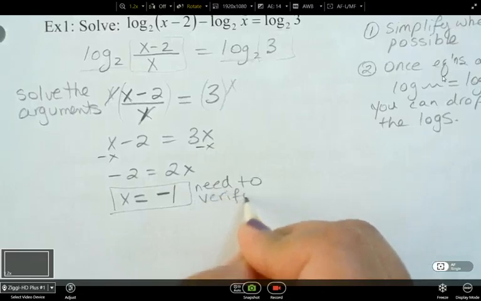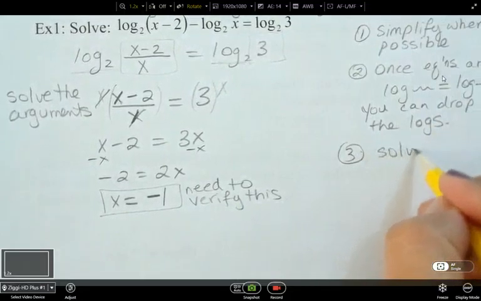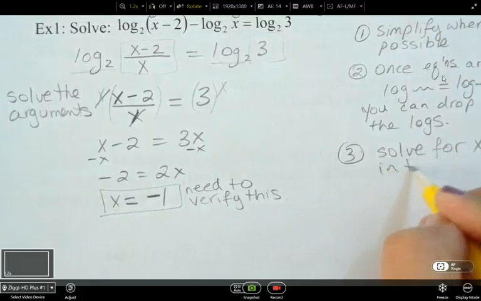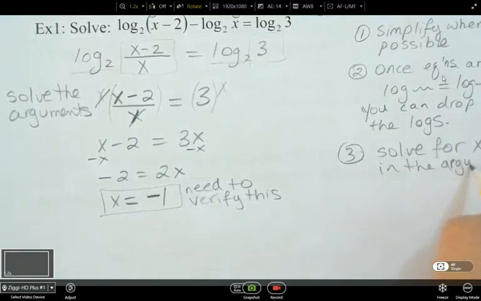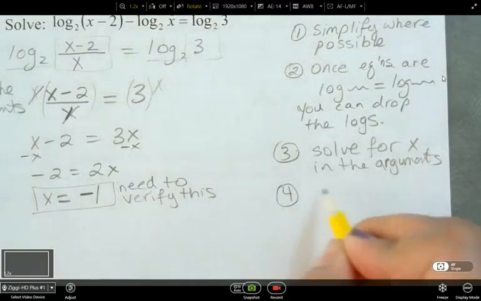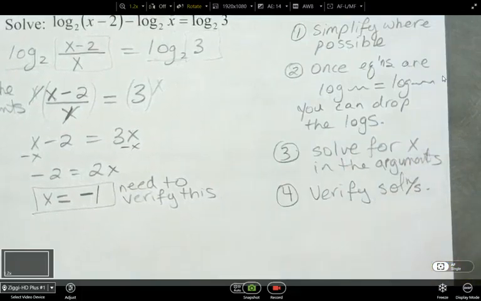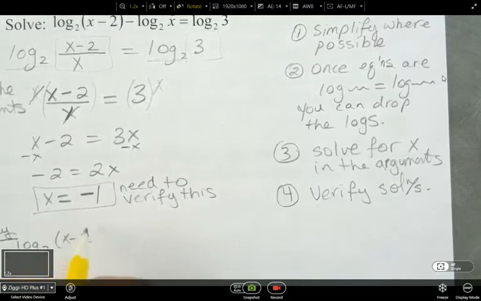Now, what I need to do is verify this in the original equation. So I'll write step 3 here. Solve for x in the arguments. And then once I've done that, I need to verify the solutions. So go back to the original equation, which is log base 2 of x minus 2 minus log base 2 of x equals log base 2 of 3. And plug in that value of x.